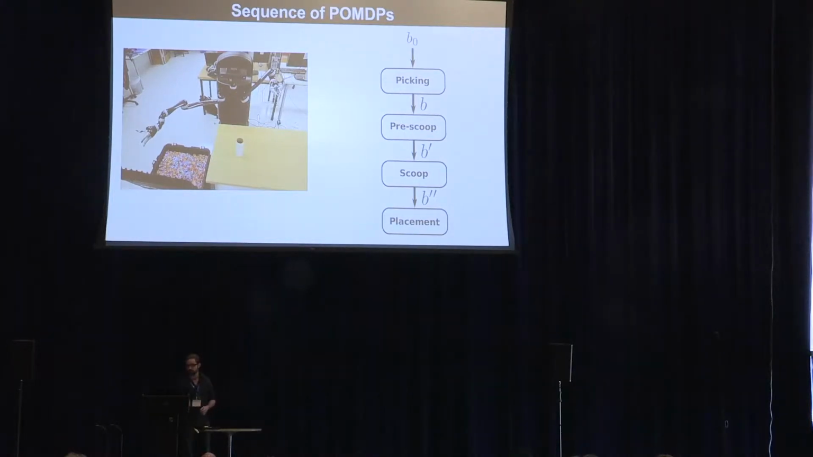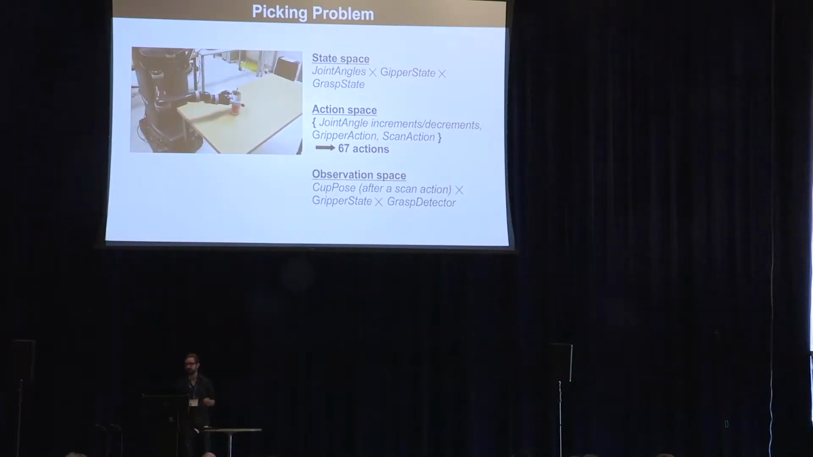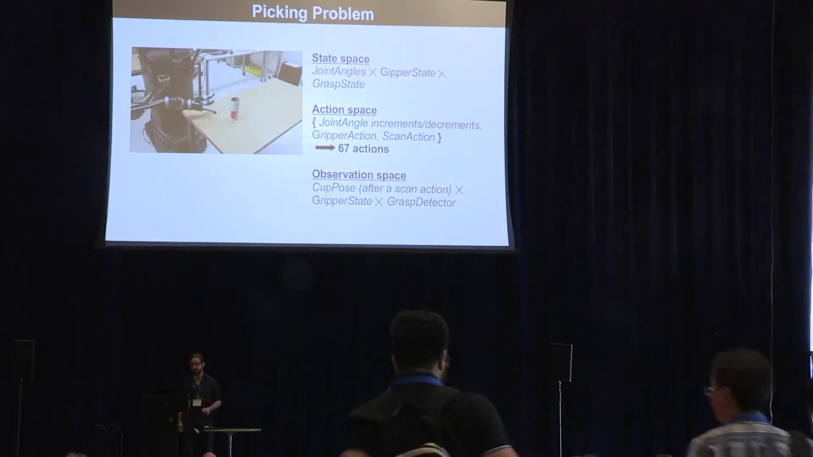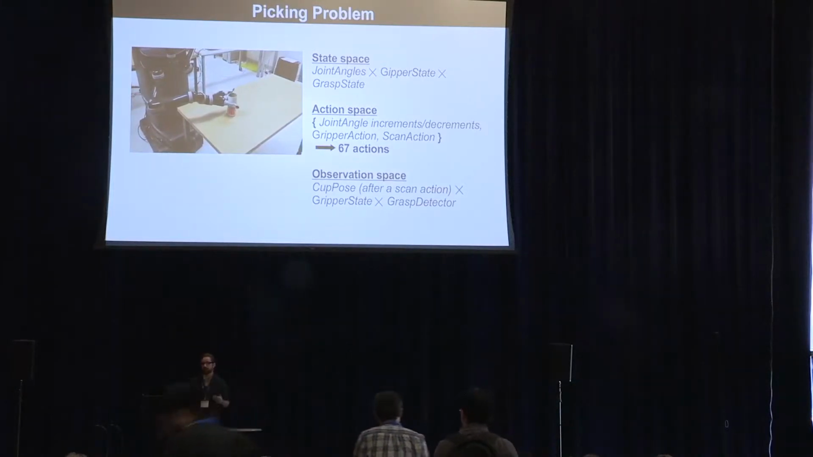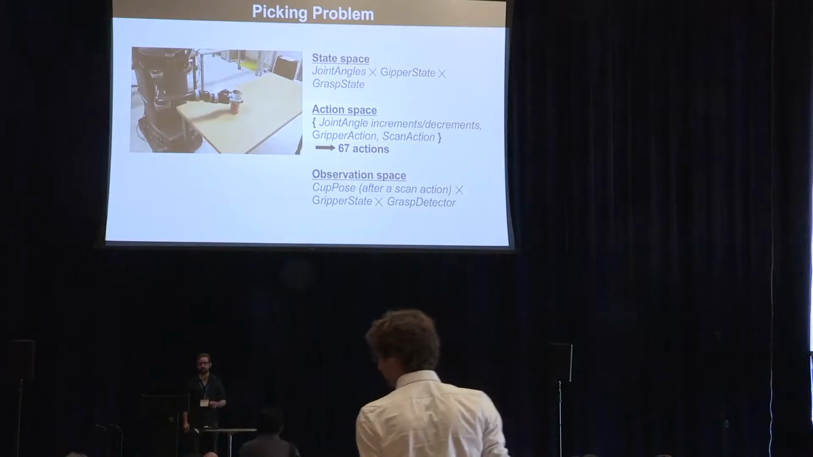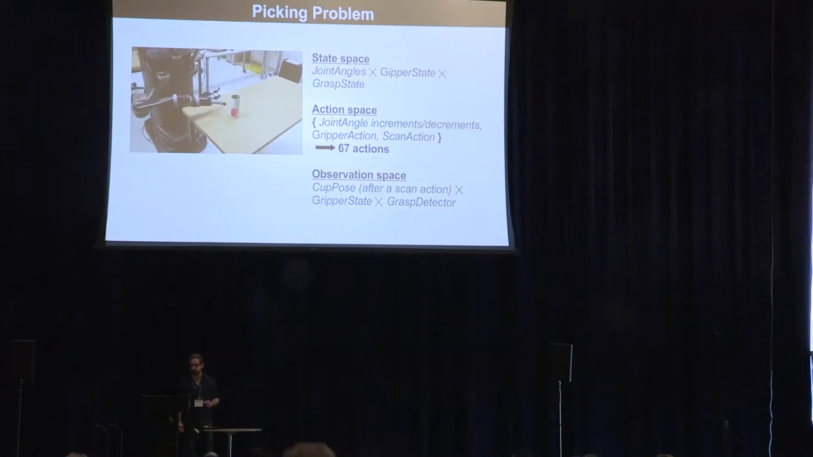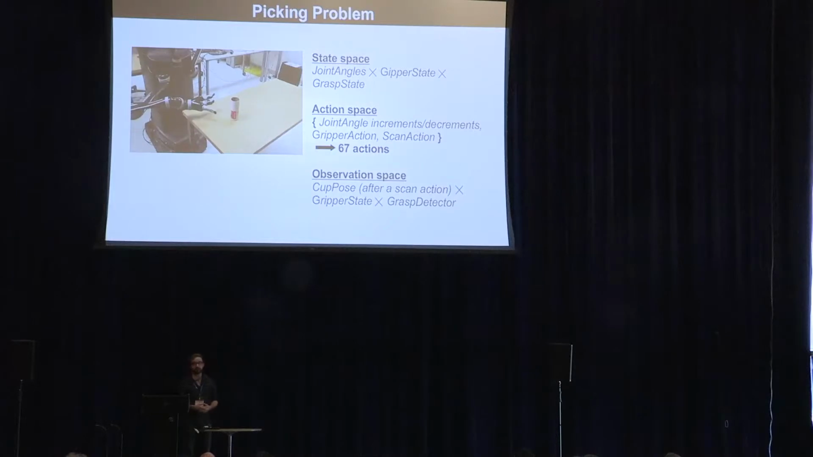So the way we formulate this problem is we model it as a kinematic problem, where the state space of the robot is a hybrid space consisting of the continuous set of joint angles. Then we have a gripper state, which indicates if the gripper is open or closed, and we have a grasp state, which indicates if the robot is holding the cup or not. Then the actions the robot has access to here are a set of joint angle increments and decrements for each joint. Then we have a gripper action, which opens or closes the gripper.